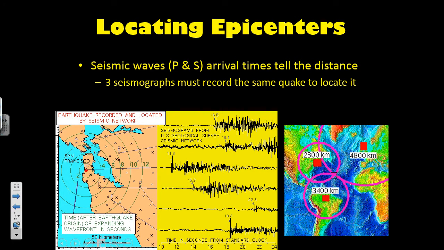Now, seismic waves, their arrival time tells us how far away it is. And if we know that distance from, say, 3 locations, then essentially that distance from each location tells us it must be somewhere on a circle that distance away. And if we find 2 of them, then we know it is located either here or here. And then if we find 3 seismographs, then we can triangulate the location of that earthquake epicenter.